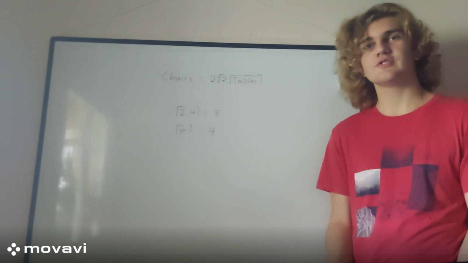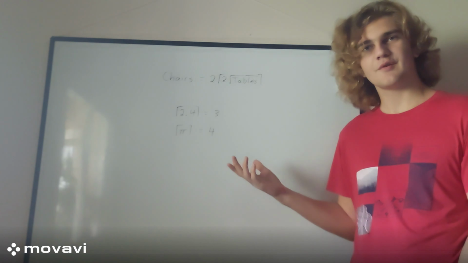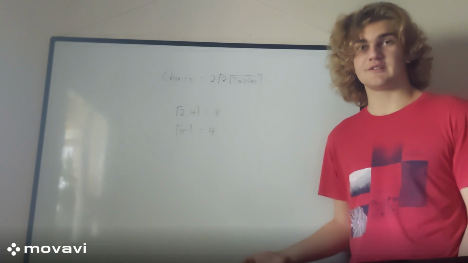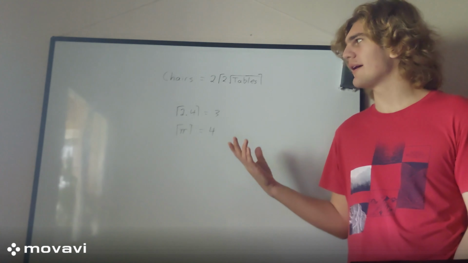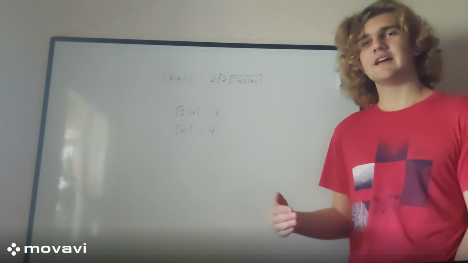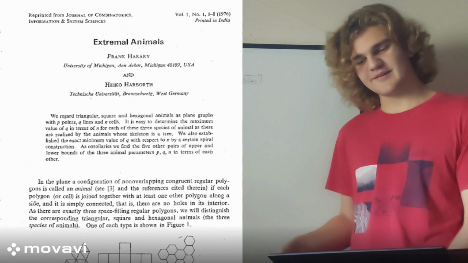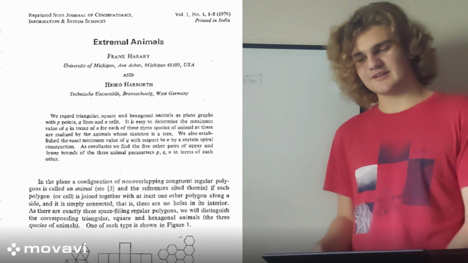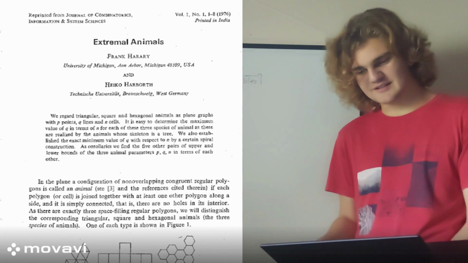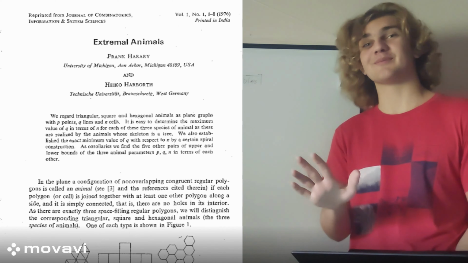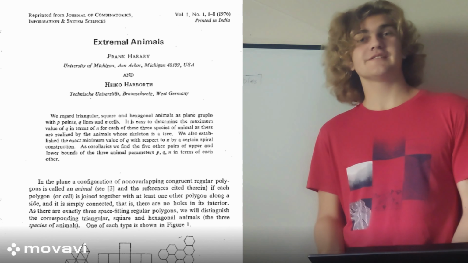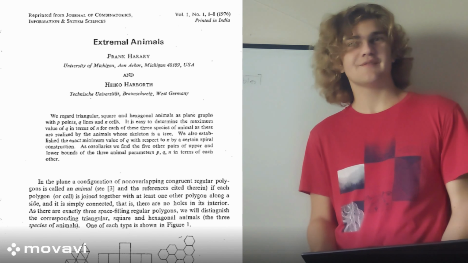In OEIS, they don't just tell you the sequence and the formula for it, they give you a bunch of other information too. For example, the people that have inputted this information into the encyclopedia and a little bit of the history of where they got this formula from. Now, the oldest research paper I could find, which includes this formula, is a research paper done by Frank Harary in the University of Michigan in the United States, and Heiko Harborth in the Technical University of Braunschweig. I hope I pronounced that correctly. I'll link their work in the description. And this research paper was published in 1976.